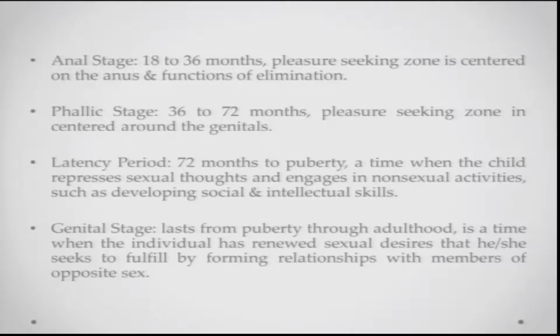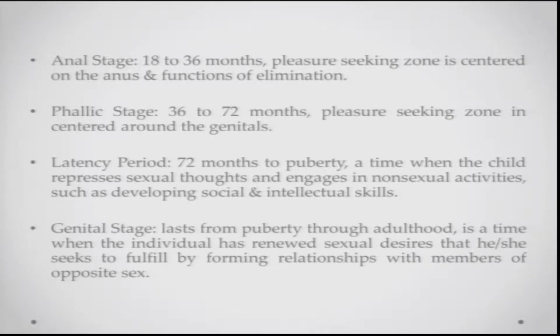Then there is the phallic stage, 36 to 72 months, the pleasure seeking zone is around the genitals. Things like the Electra complex and Oedipus complex are here, where the child is competing with the parent of the same sex. That kind of conflict is there, and the way these conflicts are resolved will have a great bearing on how the child turns out to be.